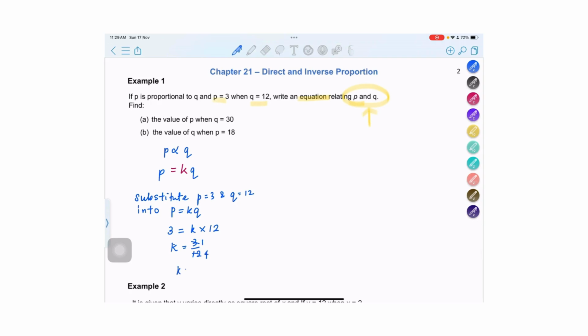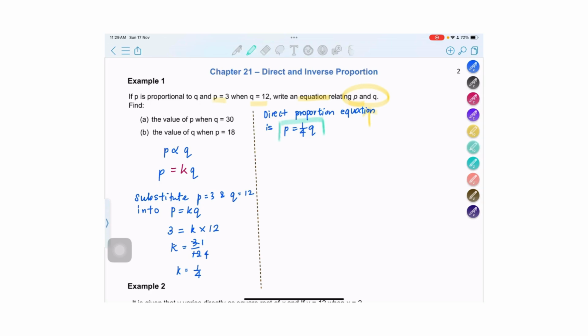My k actually equals 1 over 4. So in other words, my equation, the form of direct proportional equation, is y equals... write your k as 1 over 4. Oh, sorry, it's not y. P equals 1 over 4 Q.